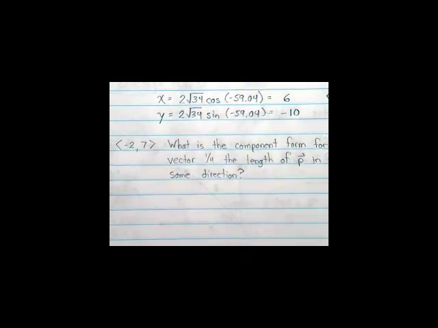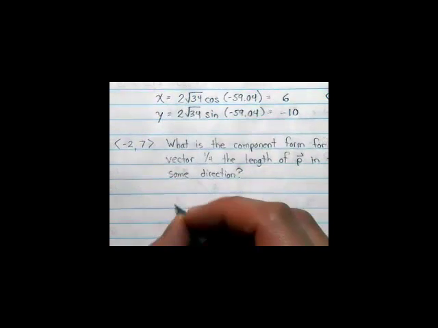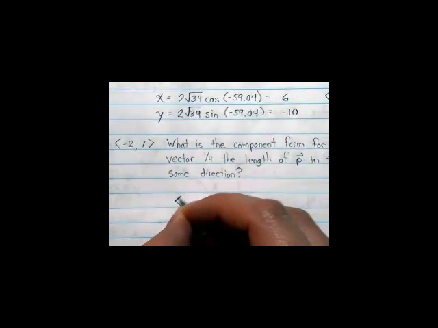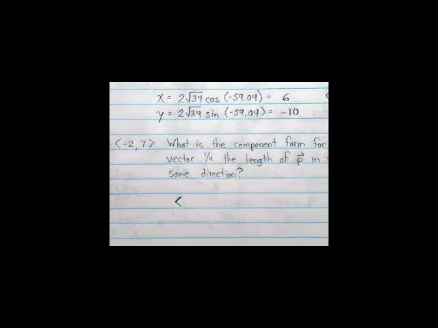Okay, so what is the component form for the vector 1/4 the length of p in the same direction? 1/2 and 1/4. No, it's negative 1/2. Ooh. Negative 1/2. I wrote the negative. Negative 1/2. And 1/4. So, yeah, you're going to multiply everything by 1/4.